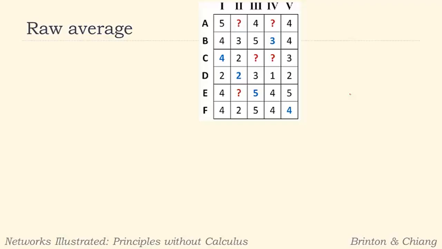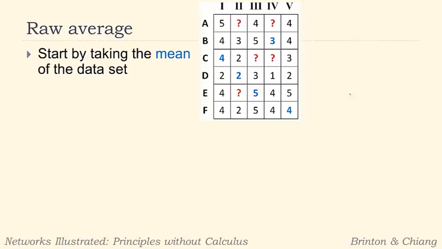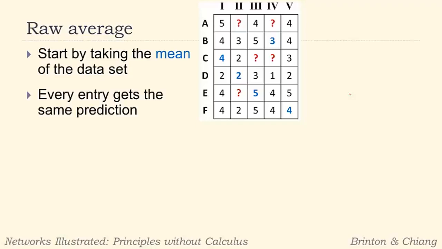So the first thing that we're going to try to do is really simple. We're just going to take a raw average, or the mean of the data set. And so as you can probably guess, every entry is going to get the same exact prediction. We're literally just going to take the mean of all the values, right? So add them up and divide by the total number. Sounds really simple, right? And so every entry is going to get the same prediction. We'll do that right now really quickly.